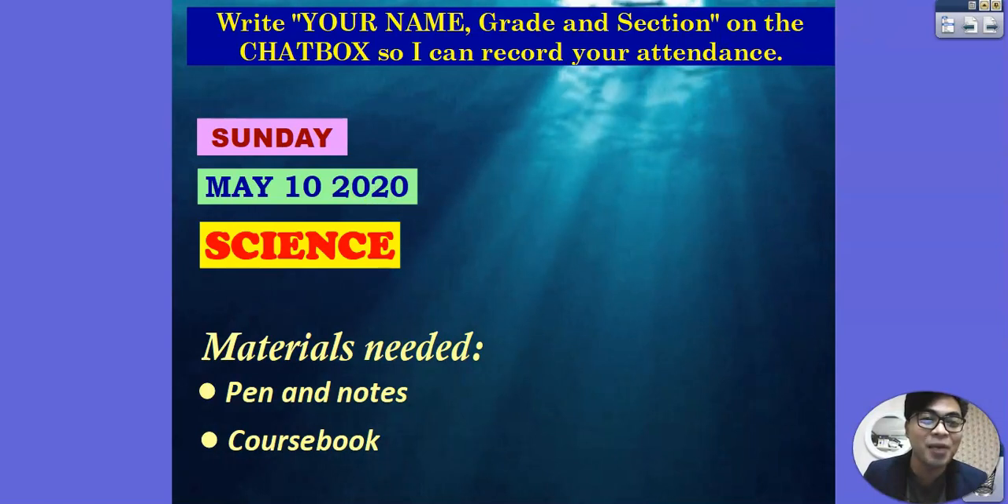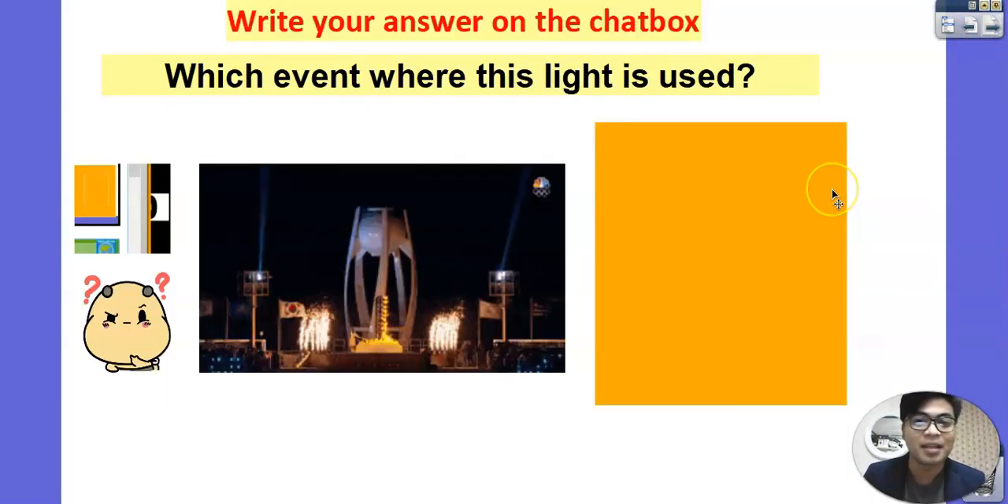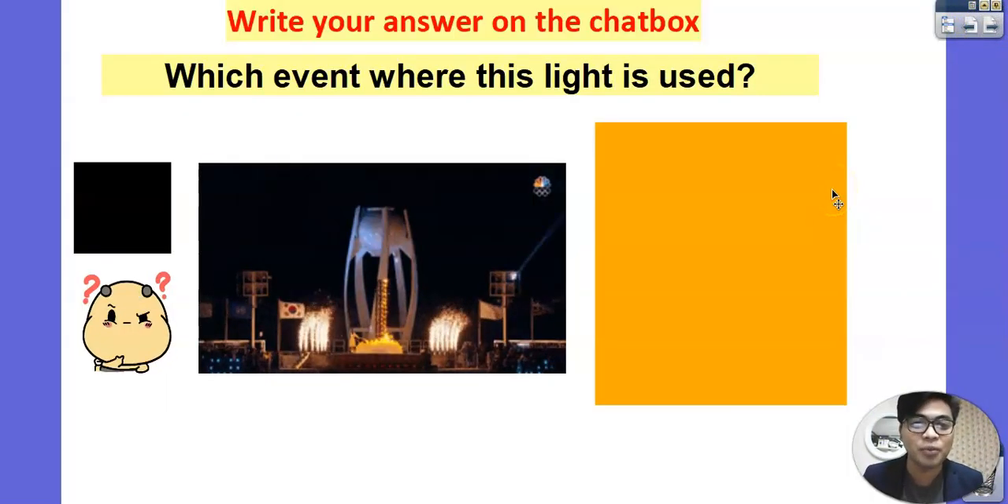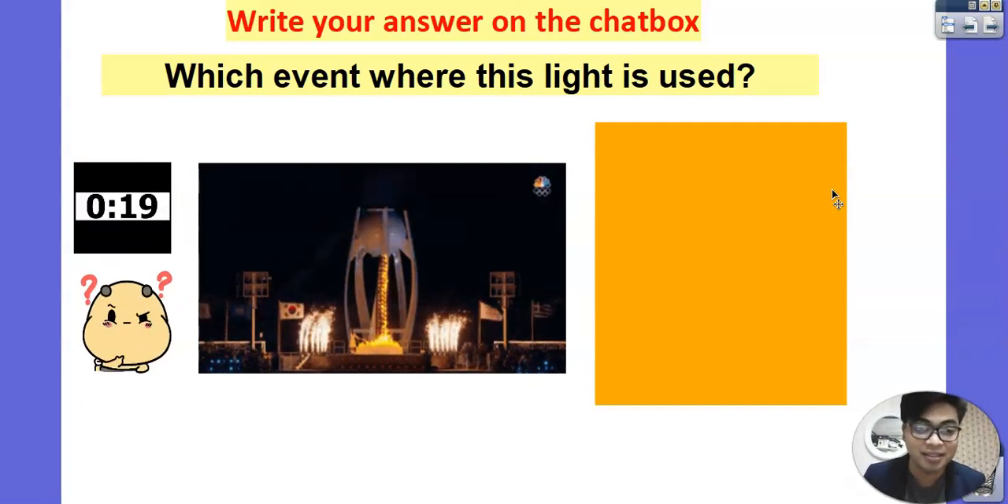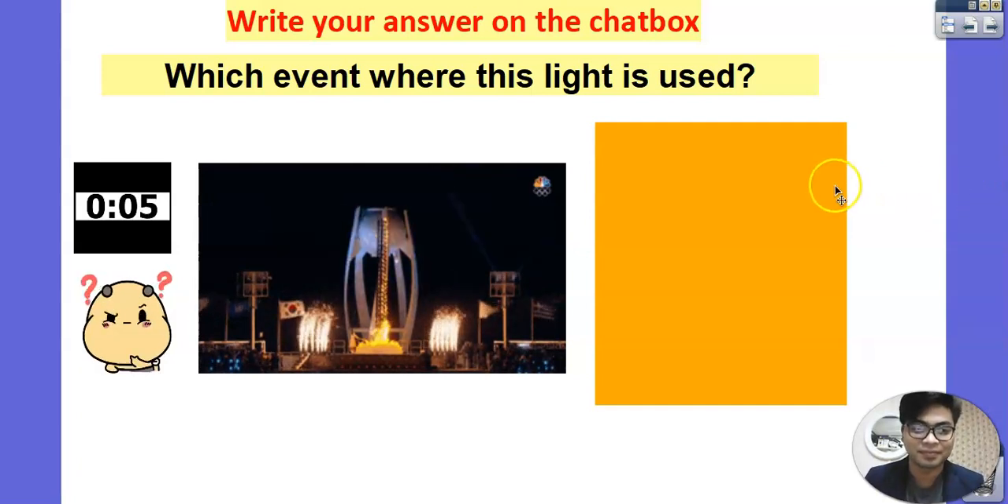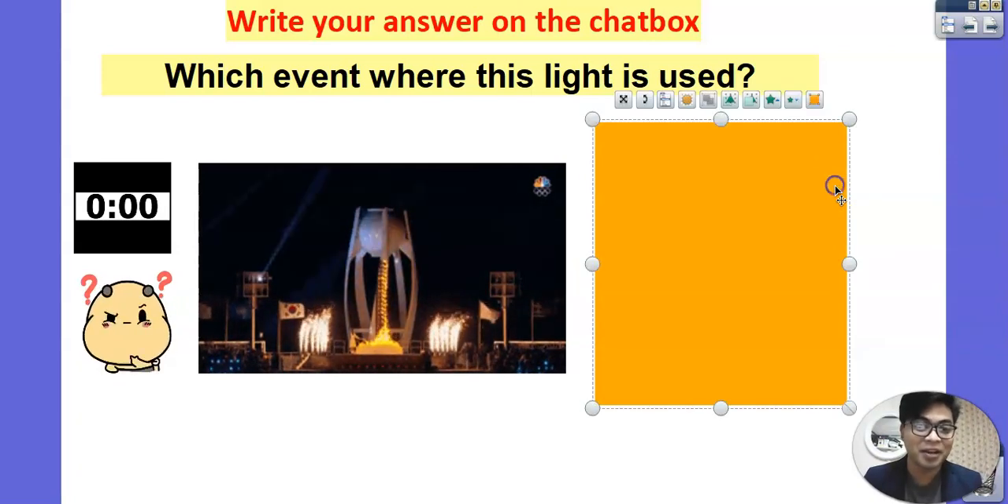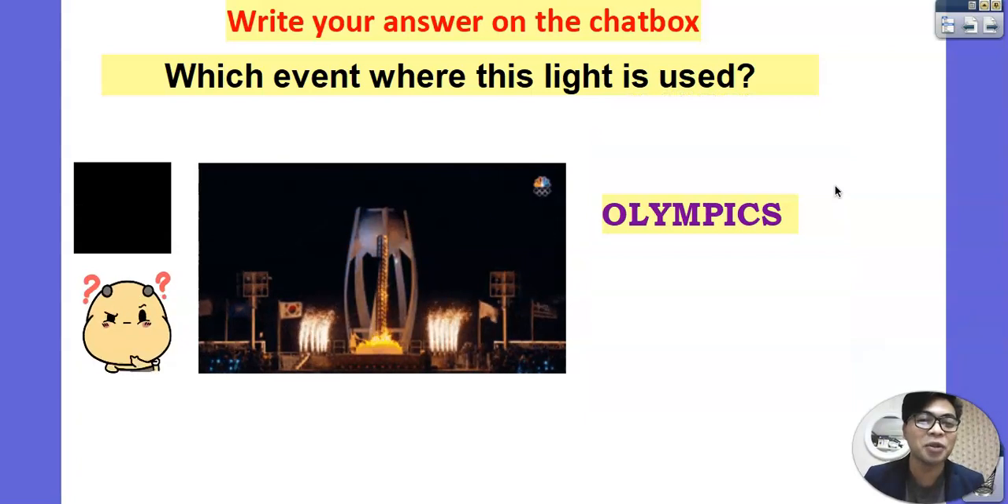Alright, so here's question number 1. Look carefully at this and think about which event this light is usually used in. Time is up. Where do you think? It's of course an Olympic torch, so it's used in the Olympics.